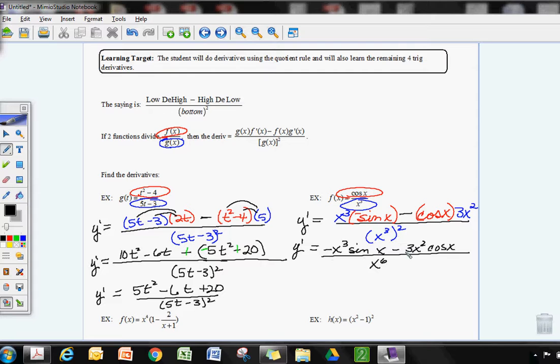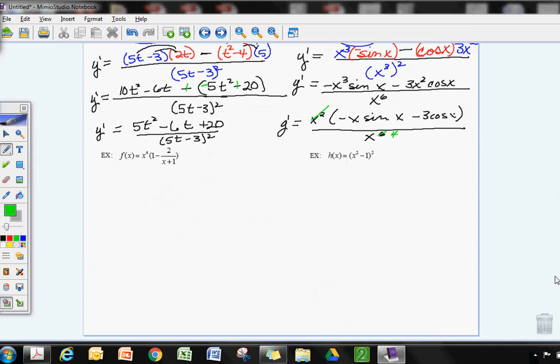Now, I'm okay with you leaving it there, but I just need to show some of you that like to simplify. There's an x squared and an x squared that I could pull out, and that x squared would leave me a negative x sine x minus a 3 cosine x all over x to the 6th, and then these here would reduce, and this would become x to the 4th power. Okay, low d high minus high d low, square the bottom, and away we go.